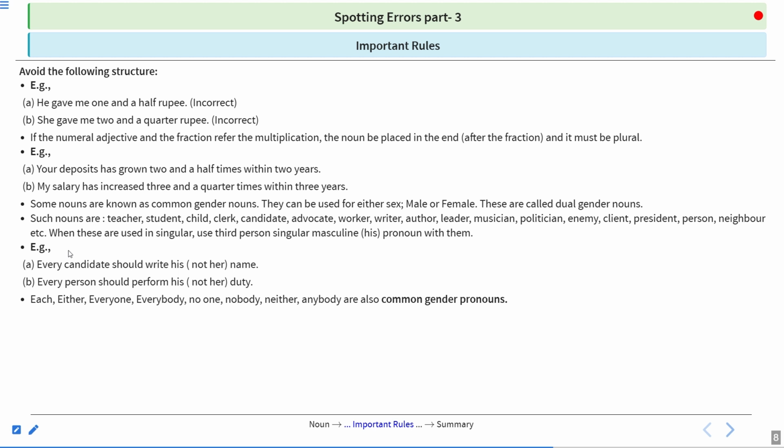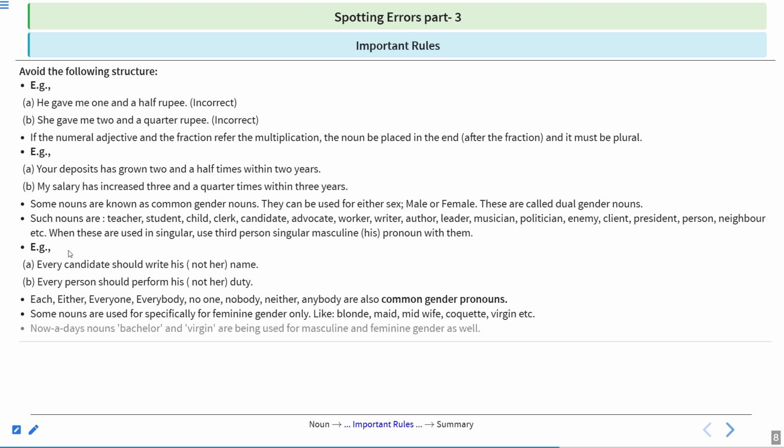Each, either, everyone, everybody, no one, nobody, neither, anybody are also common gender pronouns. Some nouns are used specifically for feminine gender, like blonde, maid, midwife, coquette, virgin. Nowadays, the nouns bachelor and virgin are being used for masculine and feminine gender as well.